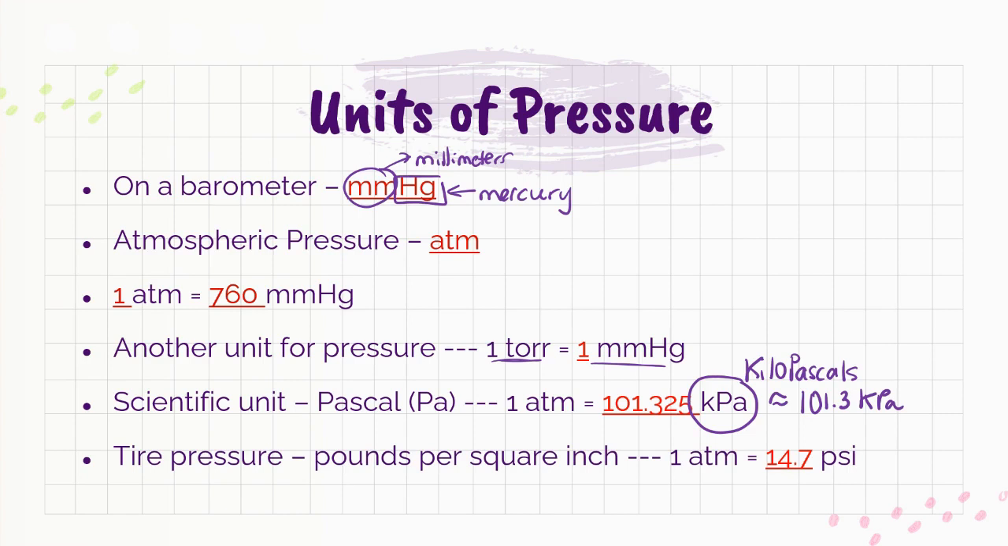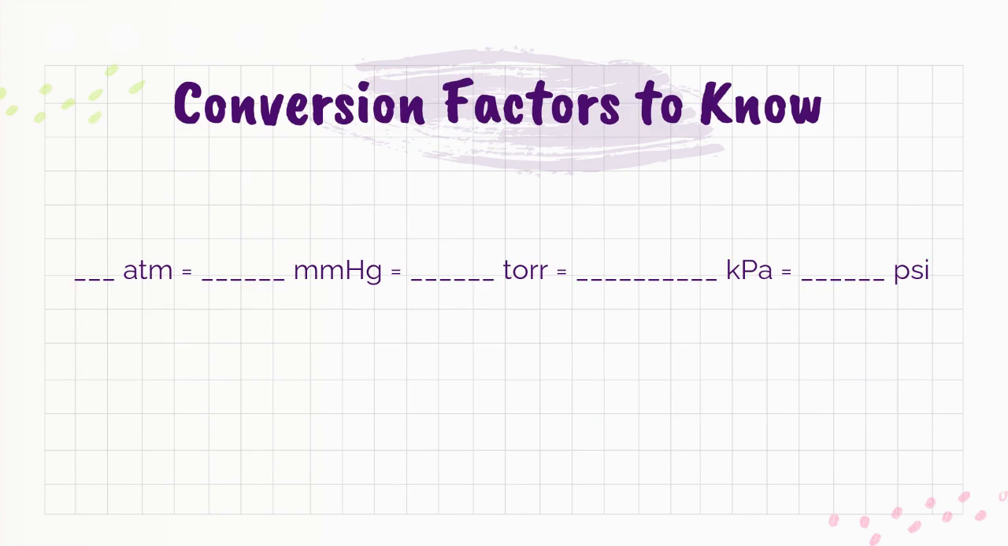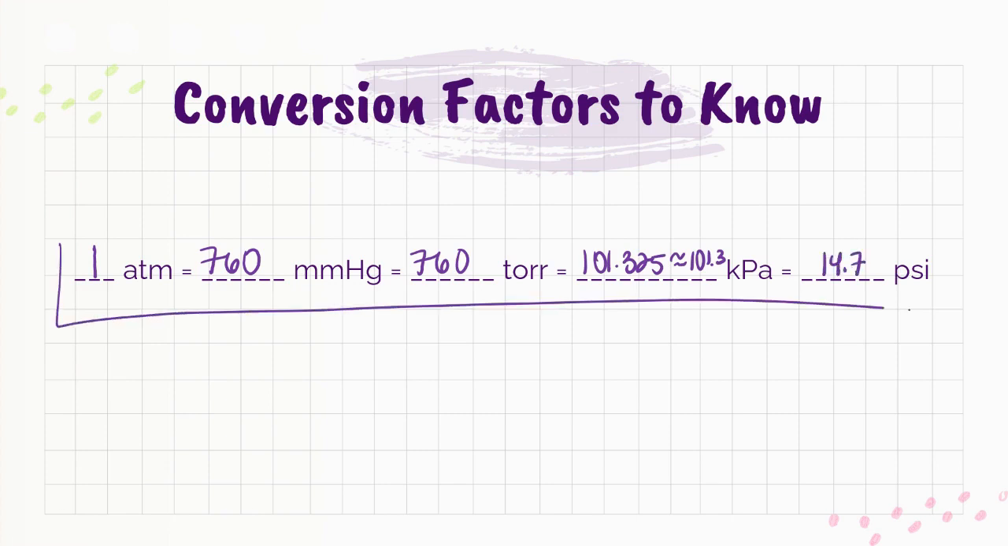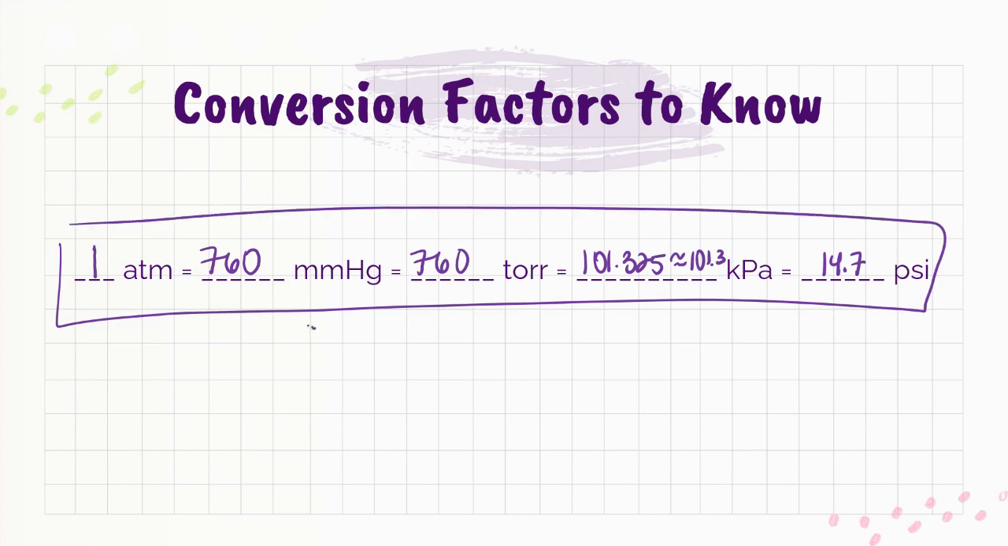And then another unit, like if you have a tire or some of you might scuba dive, like a bike tire, a car tire, they're always measured in pounds per square inch. So PSI, that's a pound per square inch. Okay, so 1 ATM is 14.7 PSI. So to put all of these together, we would have 1 ATM, 760 millimeters of mercury, which is also 760 torrs, which is 101.325 or 101.3 kPa and 14.7 psi. So these are conversion factors.